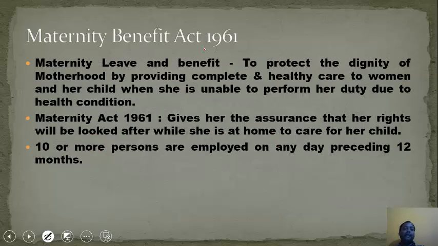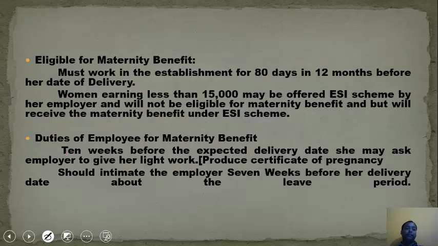Now coming to Maternity Benefit Act 1961, it is to protect the dignity of motherhood by providing complete and healthy care to woman and her child when she is unable to perform her duty due to her health condition. It gives her the assurance that her rights will be looked after while she is at home to care for her child. It is mandatory if 10 or more persons are employed on any day preceding 12 months in any unit. Now, eligibility for maternity benefit.